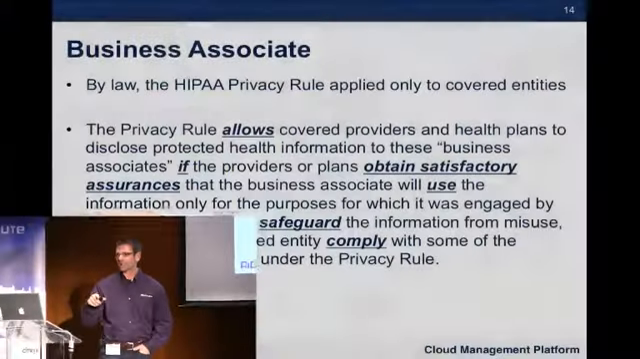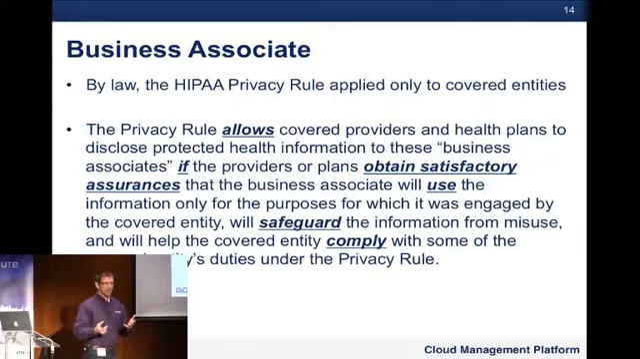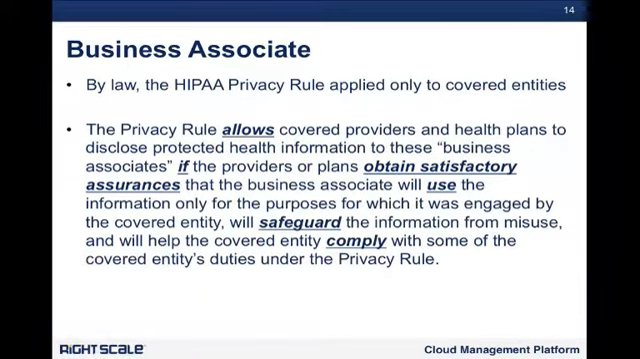By HIPAA law, the privacy rule only applied to covered entities. Covered entities are healthcare providers, insurance companies, a few very limited, specific to healthcare. Business associates were the people that did things: a partner or subcontractor that helps with your payment processing, your coding, whatever that happens to be. The privacy rule says a covered entity can use them if they obtain satisfactory assurance that the business associate will safeguard and comply with the privacy rule.